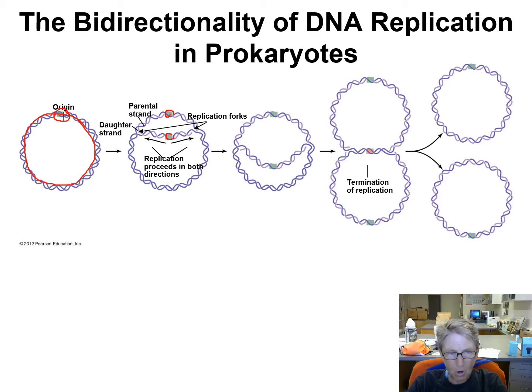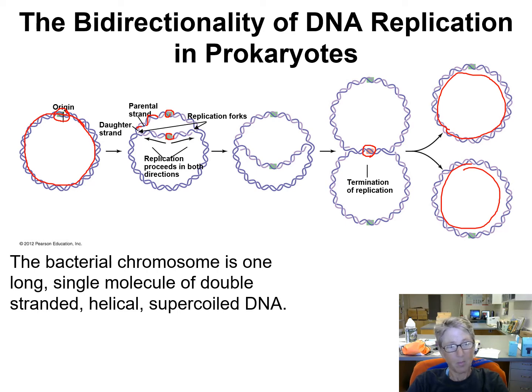So this dark purple thing is the parental strand, and then this lighter purple strand is the daughter strand being made from the parental strand. But as the replication forks move outward, and then you terminate replication, and look, now you've got two new bacterial chromosomes.